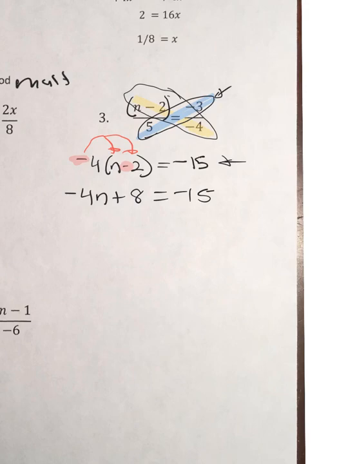So I want to undo the adding 8 by subtracting 8 to both sides. All right, that's 0, leaves you negative 4n. That's negative 23. And then we can undo multiplying because now we have all our variables on one side and the constants on the other. So we can undo multiplying by negative 4 by dividing.